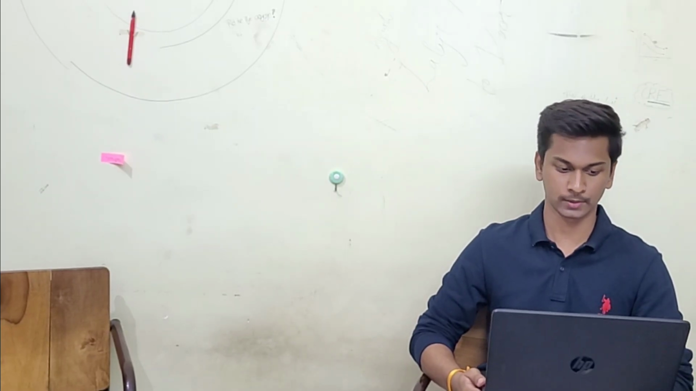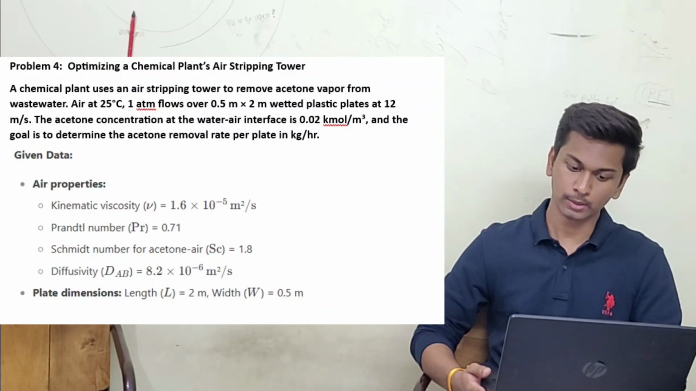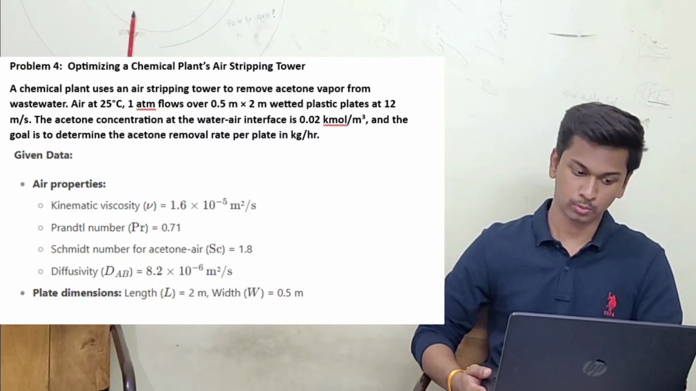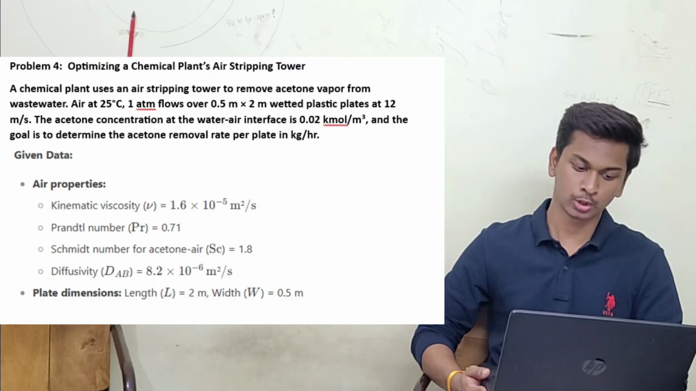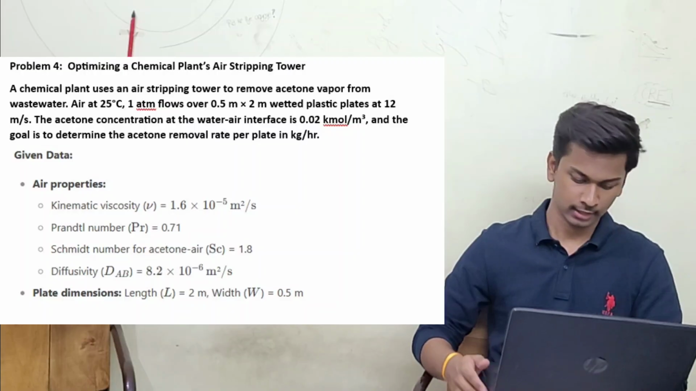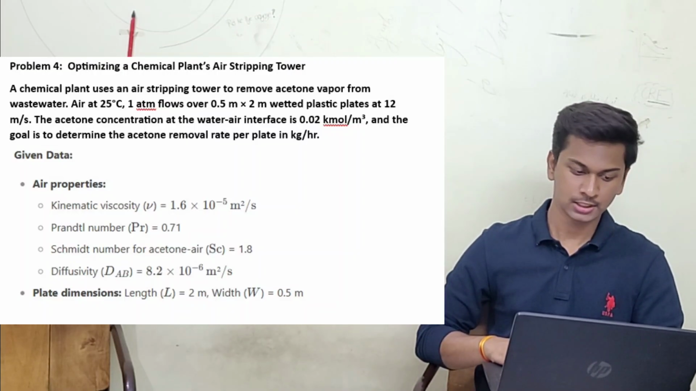So now let's move to our last numerical of this podcast, which is optimizing a chemical plant's air stripping tower. The scenario is explained as: a chemical plant uses an air stripping tower to remove acetone vapor from wastewater. The air is at 25 degrees Celsius and 1 atm, which flows over 0.5 meter by 2 meter wetted plastic plates at 12 meter per second. The acetone concentration at the water-air interface is 0.02 kilomole per meter cube, and the goal is to determine the acetone removal rate per plate in kg per hour.